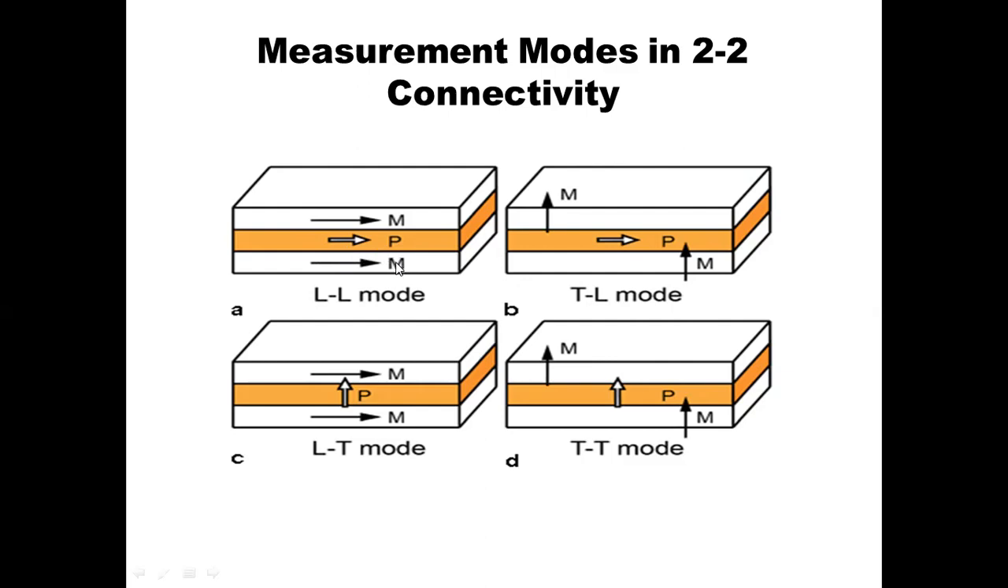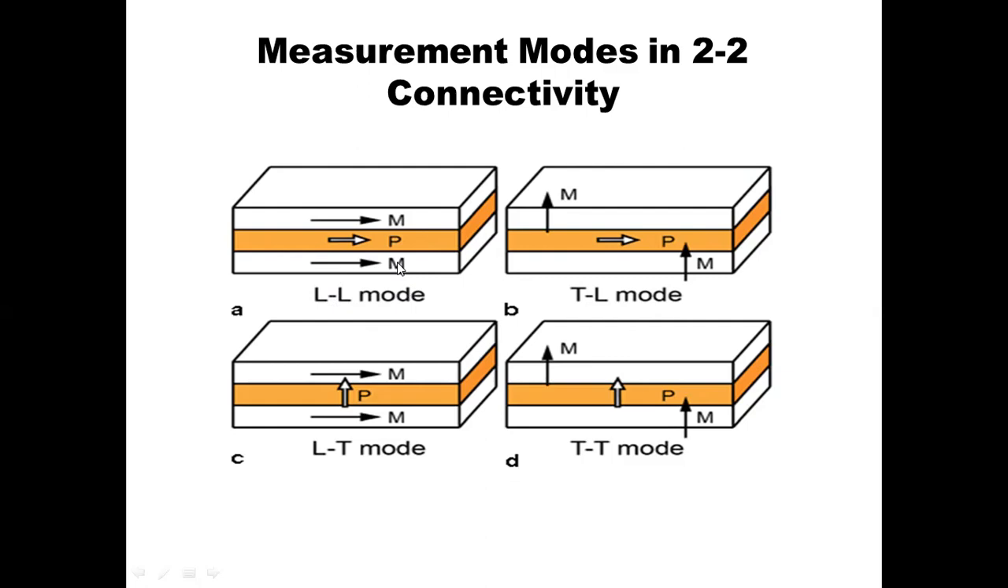Here M indicates the magnetization, P indicates the polarization, and M indicates the magnetization. That means these layers are polarized or magnetized parallel to each other. Let us say they are magnetized or polarized along the x-axis. Then this is referred to as the LL mode.